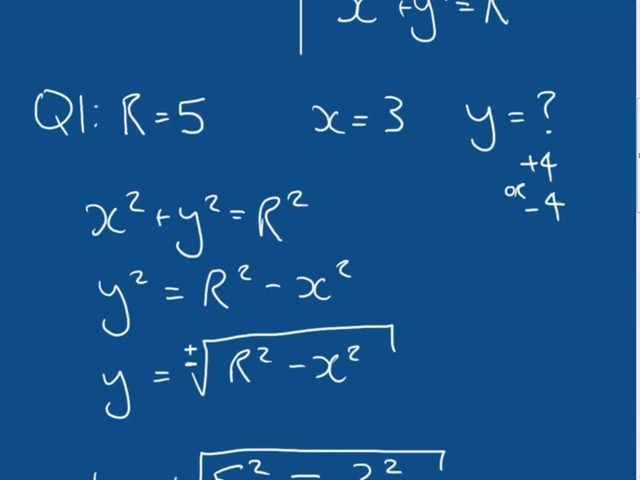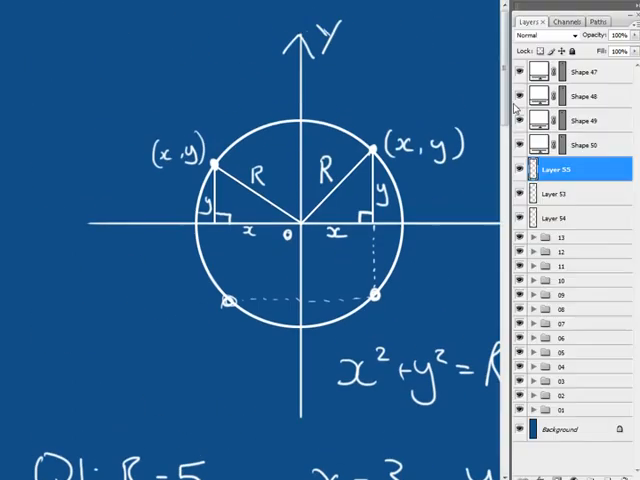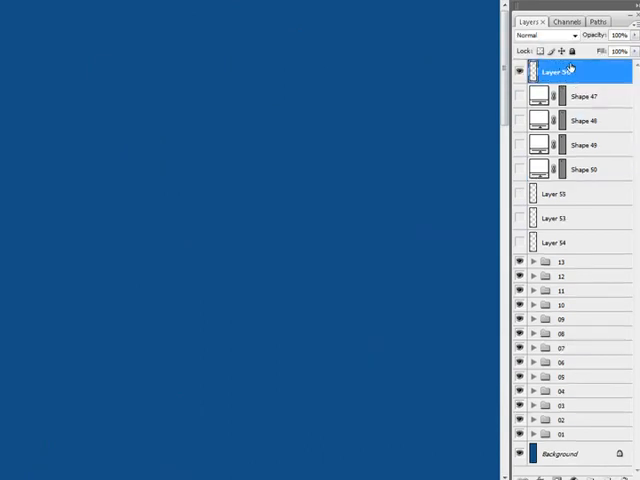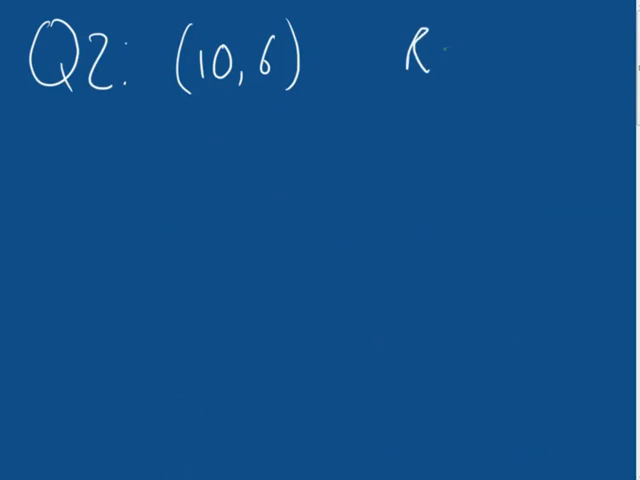So there's our first question. And since we're running out of whiteboard space, I'm going to hide all of this, bring up a new layer, and set our second and final question for this video. So question 2. Now this question, we know we have a point (10, 6) that lies on a circle, and that circle is centered about the origin. In this case, I'd like you to tell me what the radius of that circle is.